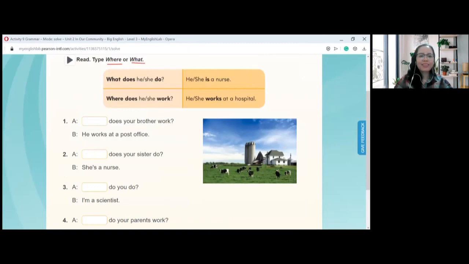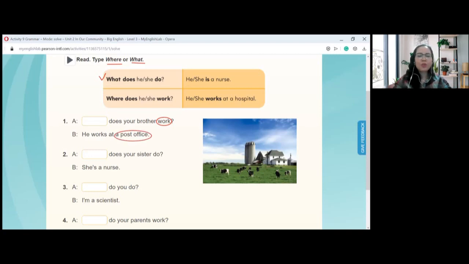You may see this grammar box, yeah? We have learned also in front. In your workbook, you have to write where or what, yeah? Number 1, blank does your brother work? Remember, yeah? This question is provided by the word work behind. So it means that this question needs a name of a place. Here in the answer, we can see that there is a post office.